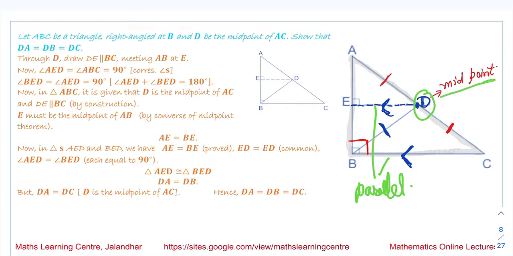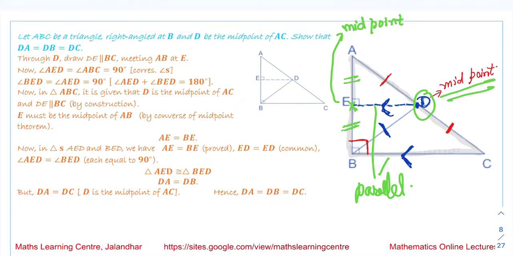D is the midpoint. So what we get is E is the midpoint of AB. Why? It is by the converse of the midpoint theorem. E is the midpoint of AB by the converse of the midpoint theorem. So what we get is that EA and EB are equal in length.